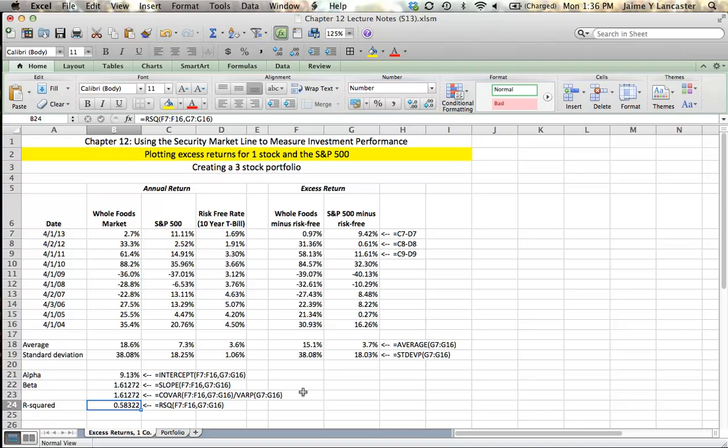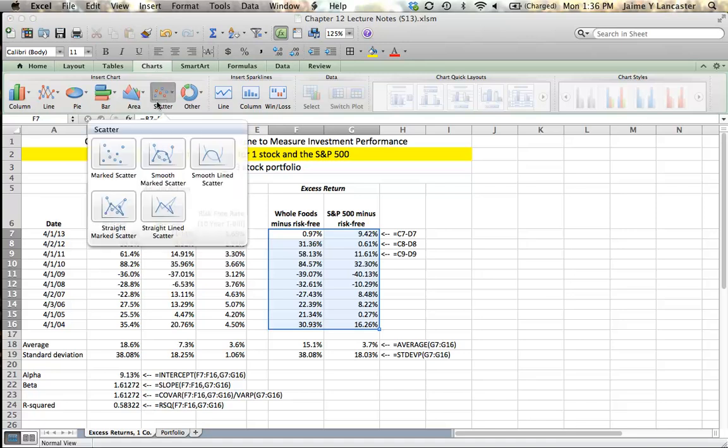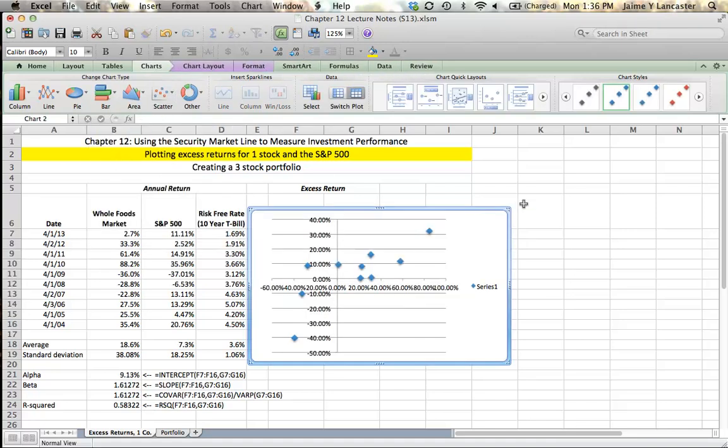All right, let's look at this in a plot. And sometimes that'll help it make a little more sense. I'm going to start by highlighting the excess returns of both Whole Foods and the S&P. And you'll remember that what that tells us is, in comparison to taking on no risk at all, how well would we have done? I'm going to choose a scatter plot, just a marked scatter, and they're going to pop up.